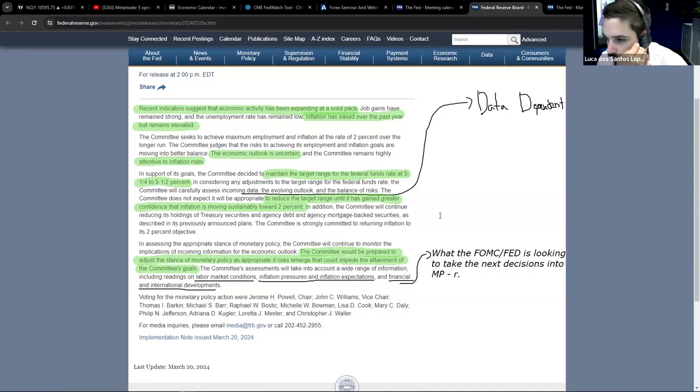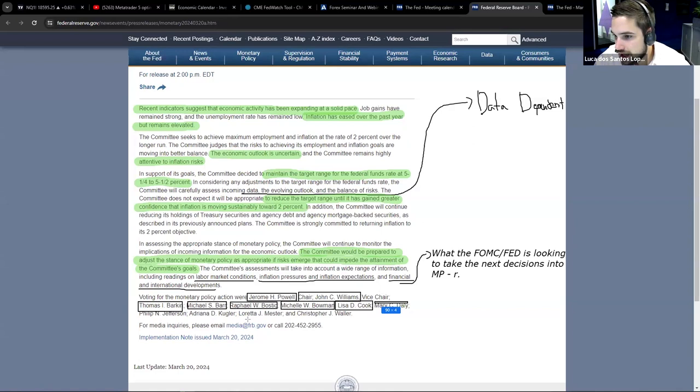And of course, they put their voting on the MPA, Monetary Policy Action: Jerome H. Powell, Chair; John C. Williams, Vice Chair; Thomas Barkin. So Jerome Powell, of course, we all know is the big boy. And then we have the vice chair, John C. Williams, and Thomas Barkin. We have Michael S. Barr, Raphael Bostic, Michelle Bowman, Lisa Cook, Mary Daly, Philip Jefferson, Adriana Kugler, Lorie Logan, and Christopher J. Waller. So sometimes you see those guys speaking alone in some of the statements and speeches that they do.